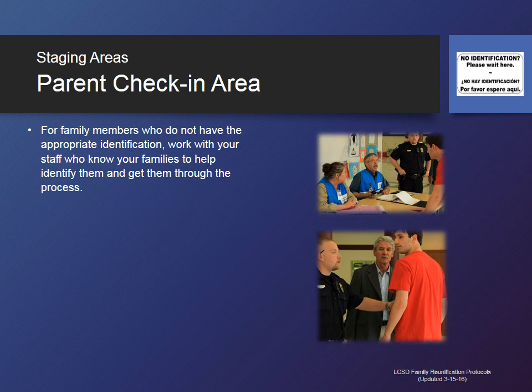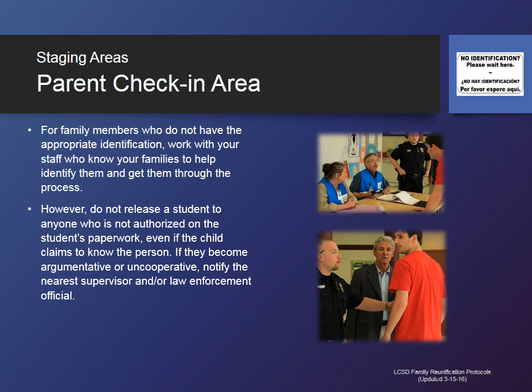For family members who do not have the appropriate identification, work with your staff who know your families to help identify them and get them through the process. However, do not release a student to anyone who is not authorized on the student's paperwork, even if the child claims to know that person. If they become argumentative or uncooperative, notify the nearest supervisor or law enforcement official.